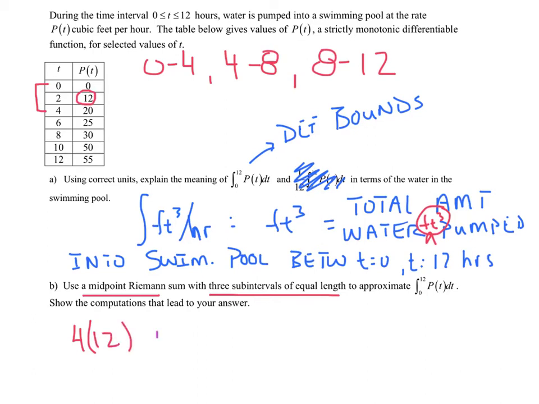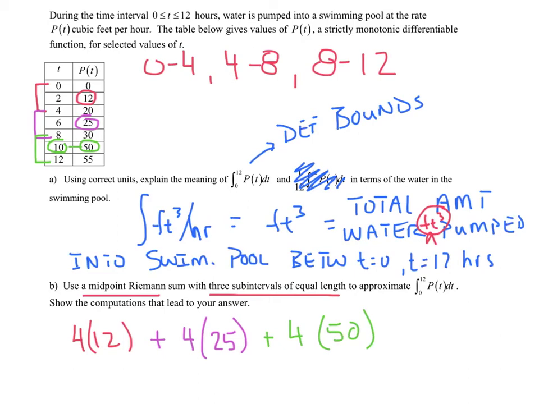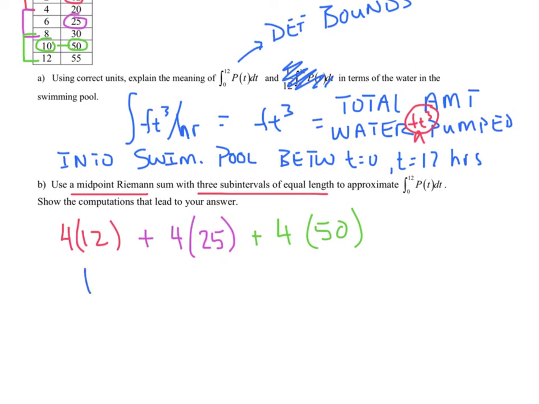The next rectangle goes from 4 to 8, and that's got a base of 4. And I'm going to use its height at 6, which is 25. Again, 6 was the midpoint of the base, and so we go with its height. And the third rectangle goes from 8 to 12, so there's again a base of 4 units. And the midpoint of the base is 10. Its height is 50. And if we simply multiplied and added all those together, we would have a numerical approximation. So let's go ahead and do that just for fun. 48 plus 100 plus 200, that's going to give us 348 what? Cubic feet of water has been pumped into that pool between t equals 0 and t equals 12 hours.